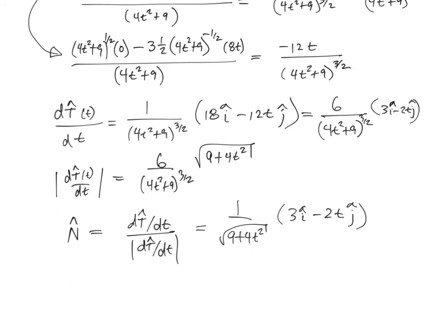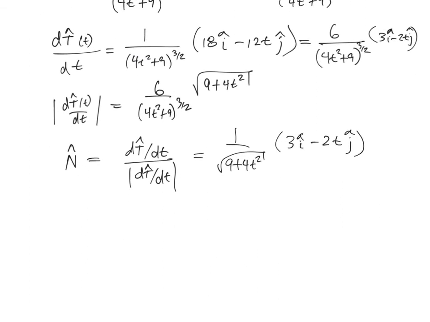With respect to tangent vectors and unit tangent vectors, derivative of the position vector gives you the tangent vector. You then got to divide it by its magnitude, and you got the unit tangent vector. You take the derivative of the unit tangent vector, you get the normal vector. You divide it by its magnitude, you got the unit normal vector. Okay, that's all there is to it.